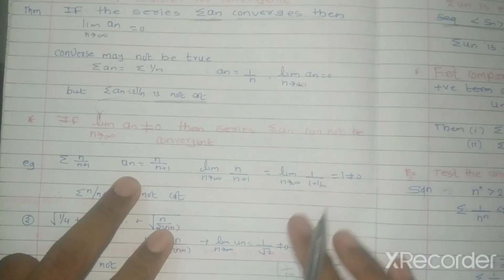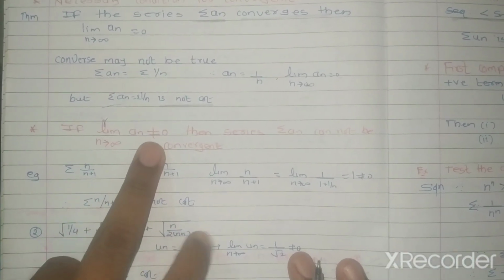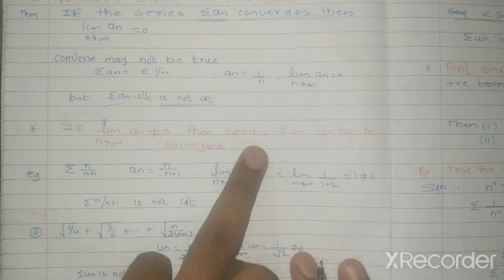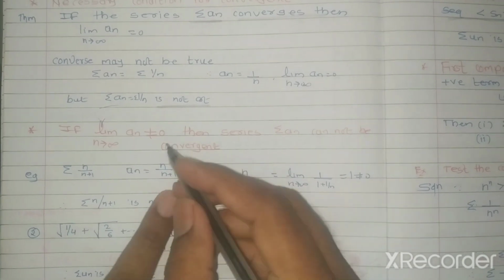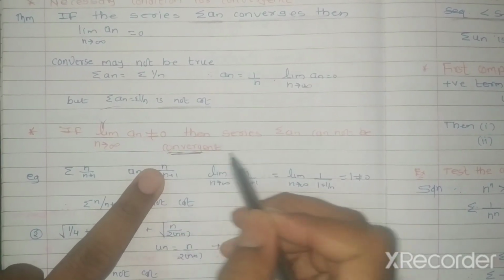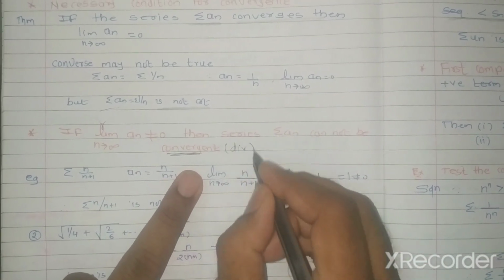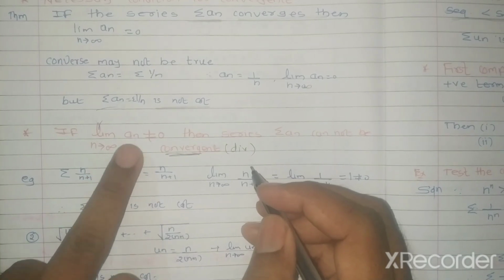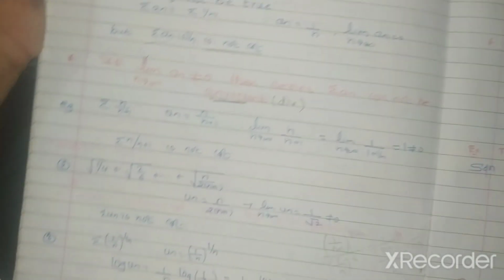Now, the most important thing: if the limit as n tends to infinity of a_n is not equal to 0, then the series a_n cannot be convergent. If this happens, not equal to 0, then the series must be divergent, or not convergent.